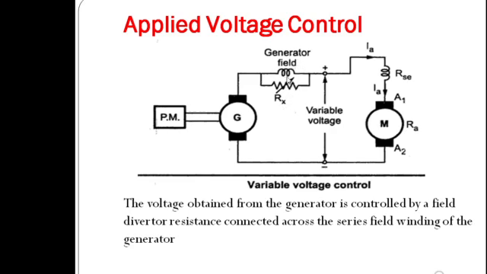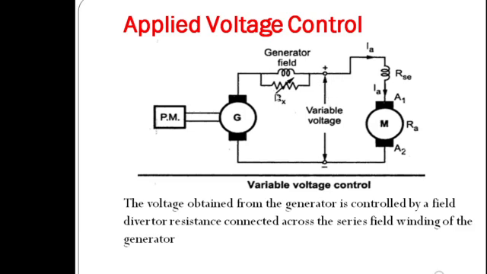So the generator field is being controlled by using the rheostat control, that is RX. So the speed of the generator is controlled. So depending upon the speed, we will have the variable voltage. If you are varying the speed of the generator, the voltage will be varied.